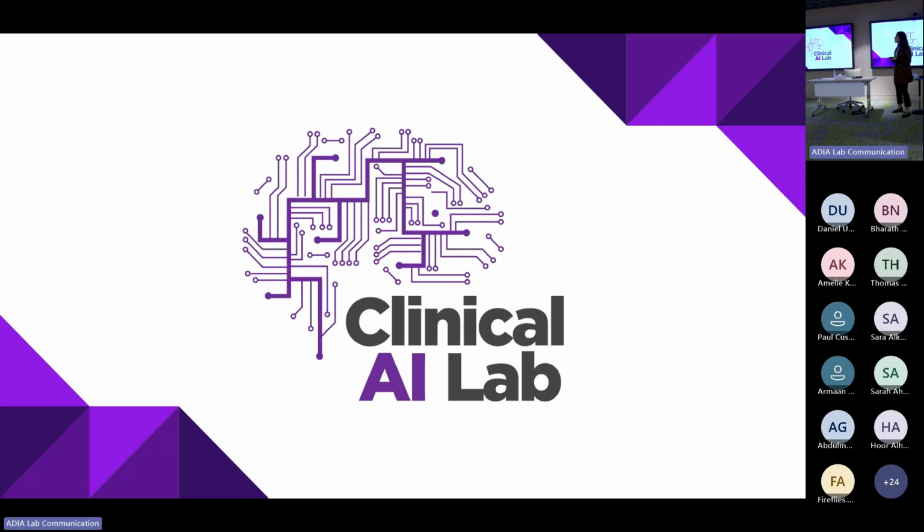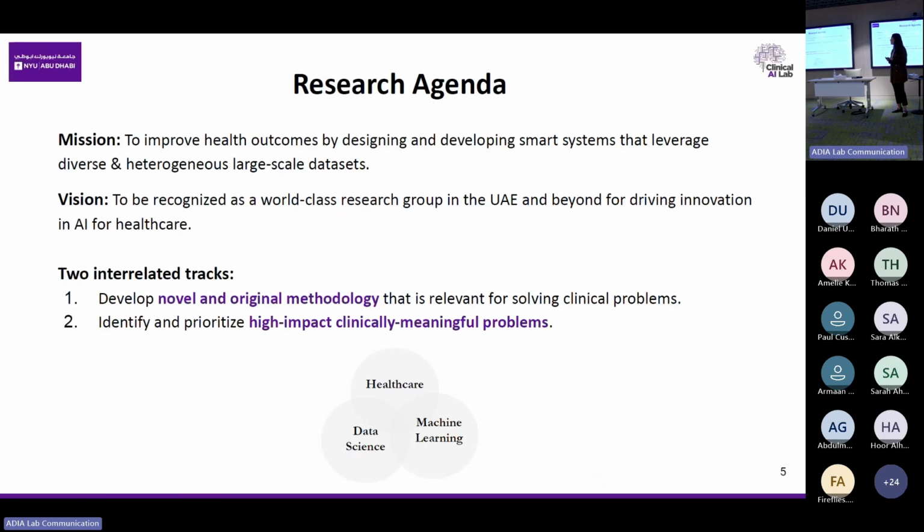I'm going to talk about the work that we do in the lab, which is really led by my amazing team, so credits to them as well. Our mission is to help improve health outcomes by building smart systems that are built using real-world data, in order to also work with the challenges that come from real-world data, like missingness, sparsity, etc. We have two main interrelated tracks. The first one is to focus on the development of methodology and systems. So we train the models and evaluate them, and build specific frameworks based on the challenge that we're focusing on.